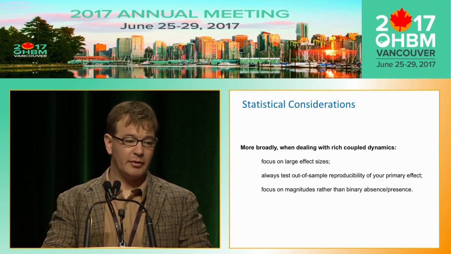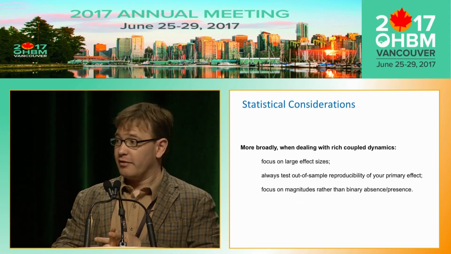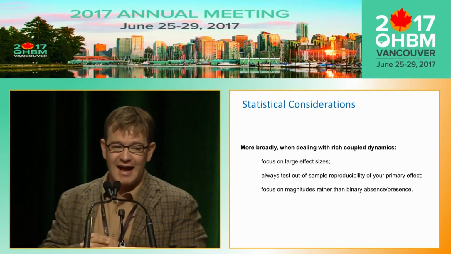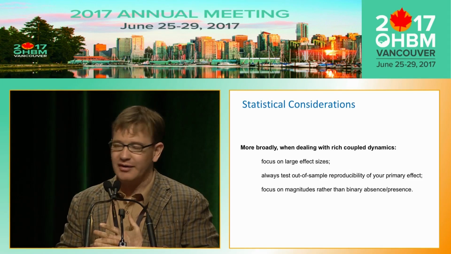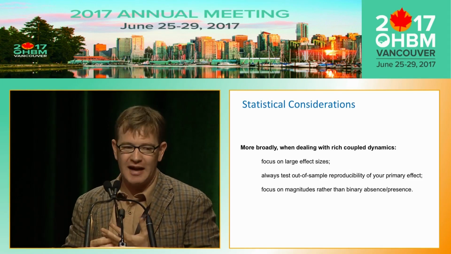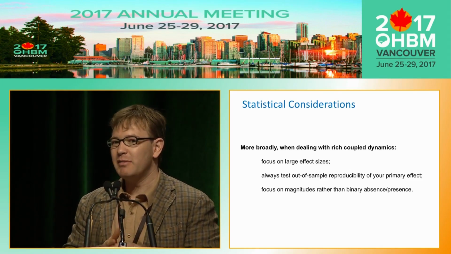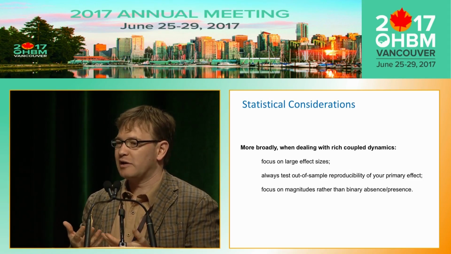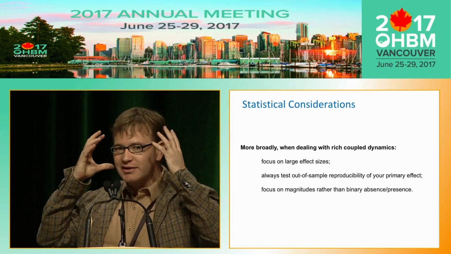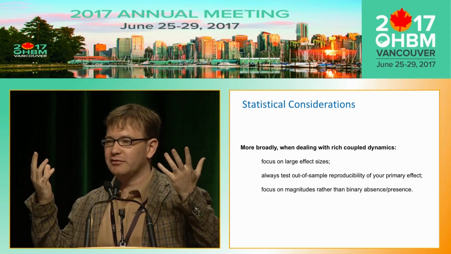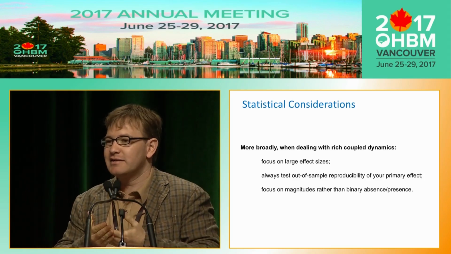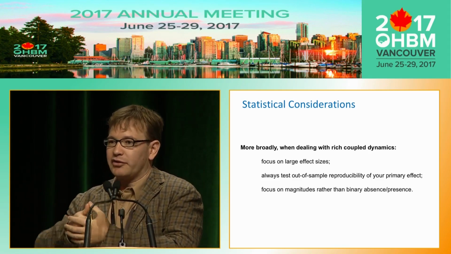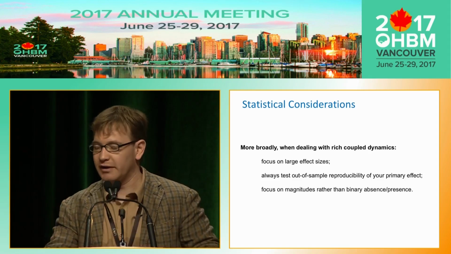But a couple more general comments when doing this. Focus on large effect sizes. Always test out-of-sample reproducibility. And focus on the magnitude of your effects rather than absence or presence, right? I don't think it's really meaningful to talk about an edge being absent or present. If we're talking about coupling of dynamical systems, we have this rich coupling of all these dynamical systems in our brains. It doesn't really make sense to ask whether A or B are totally independent. The most important thing is to describe the gradations of strength of coupling, I think.